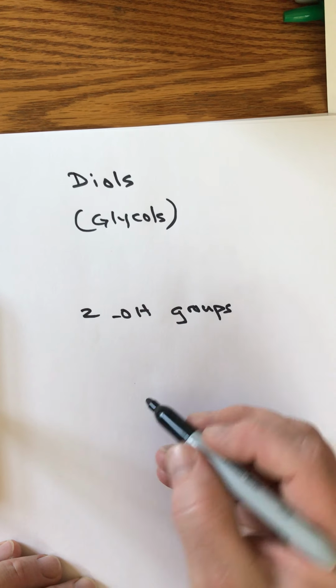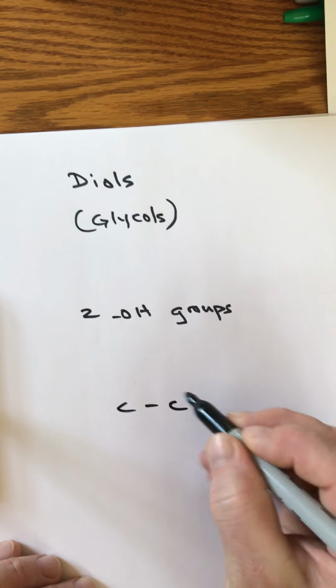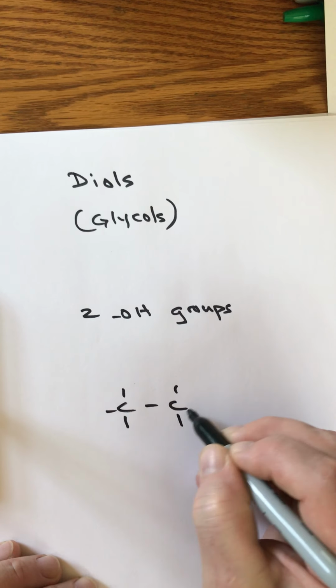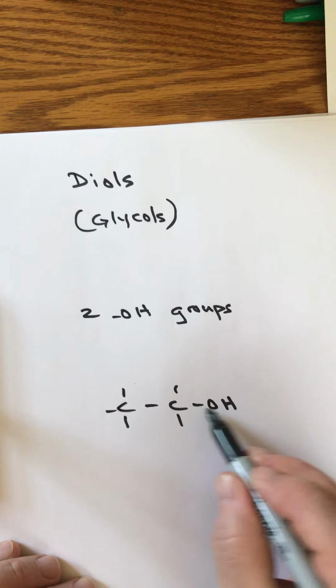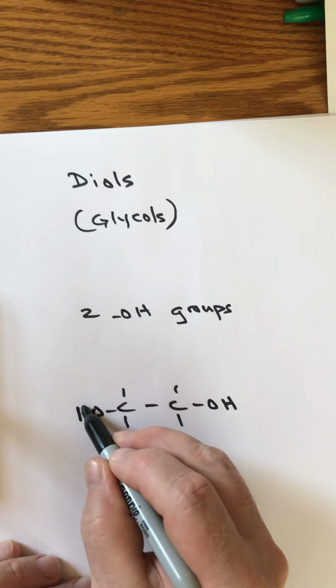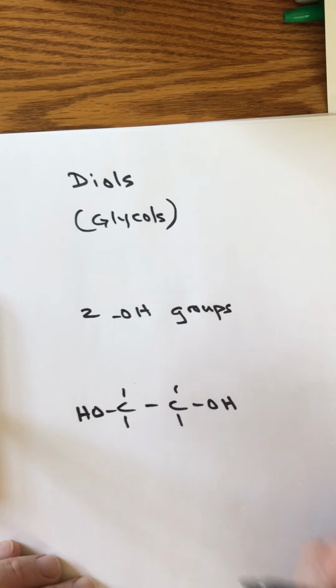So if I had something like this, let's put an OH out over here, and you don't write OH again since it's the O that's making the double bond, you put OH, and if you put a dash in between the O and the H, it's okay, it doesn't really matter. This would be a diol, also known as a glycol.